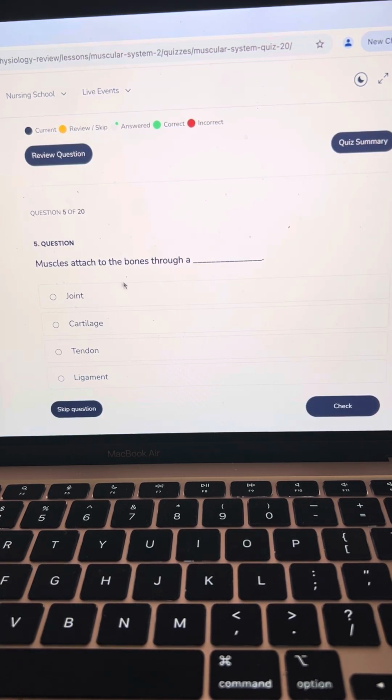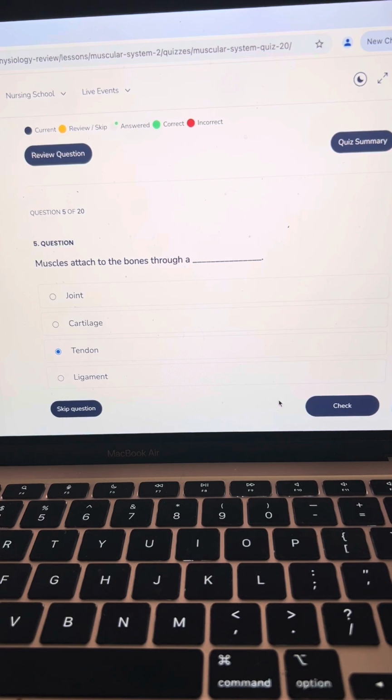Muscles attached to the bones through a joint, cartilage, a tendon, or a ligament. So I'm looking at these two, and I'm going to pick tendon because I've already ingrained it in my head that ligament is bone to bone. All right, so I know it's a tendon, and it's also in the lessons that I already did.